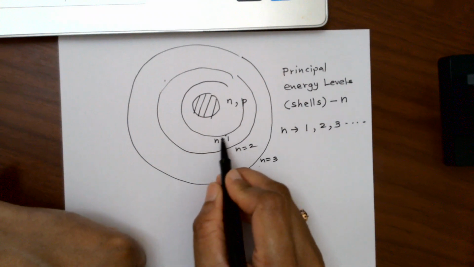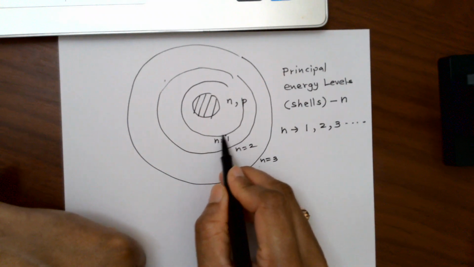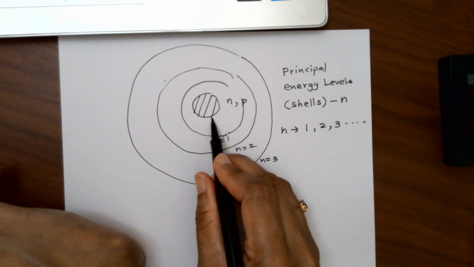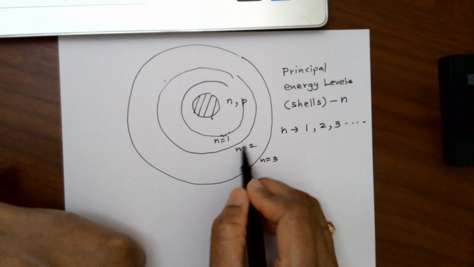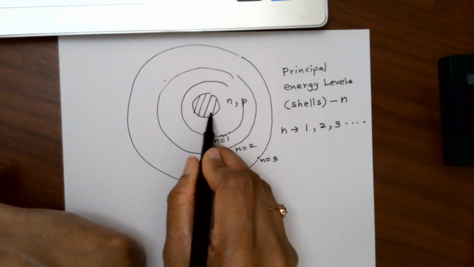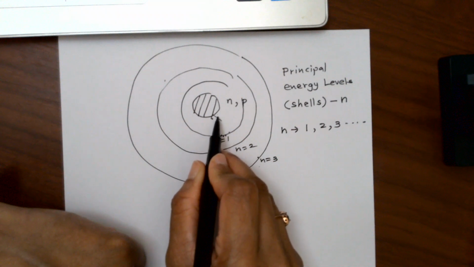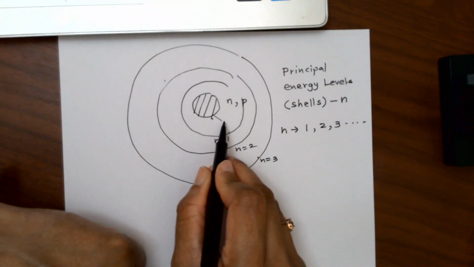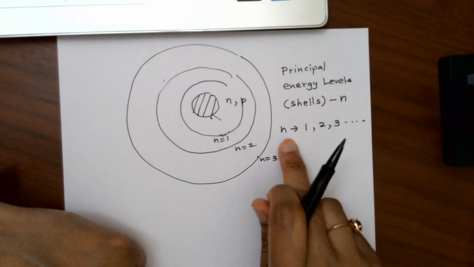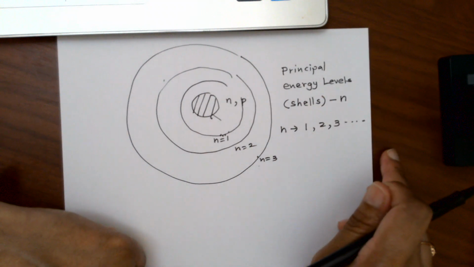In the principal energy levels, the shells, the lowest possible energy is in the energy level closest to the nucleus, and then the next highest energy, and then the next highest, and so on. Energy increases when the shells move away from the nucleus. Right, this is about shells, and shells can vary: 1, 2, 3, and so on.